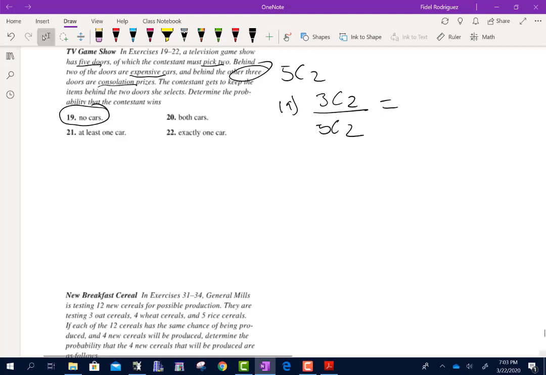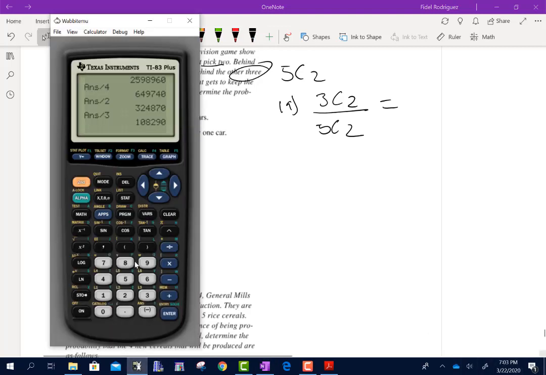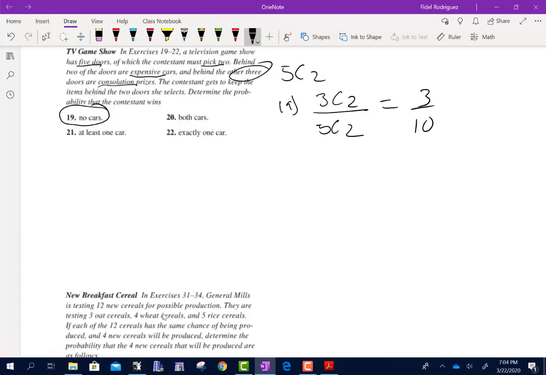Okay, so this should work out on my calculator because my numbers are small enough. So let's go 3, choose 2. Divided by 5, math, choose 2. And change it to a fraction. Should be 3/10, right? Yeah. So 3 out of 10.